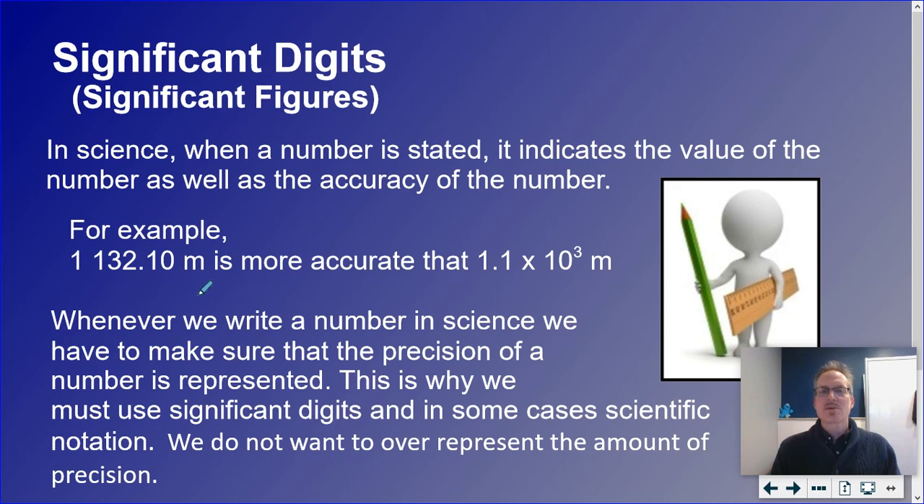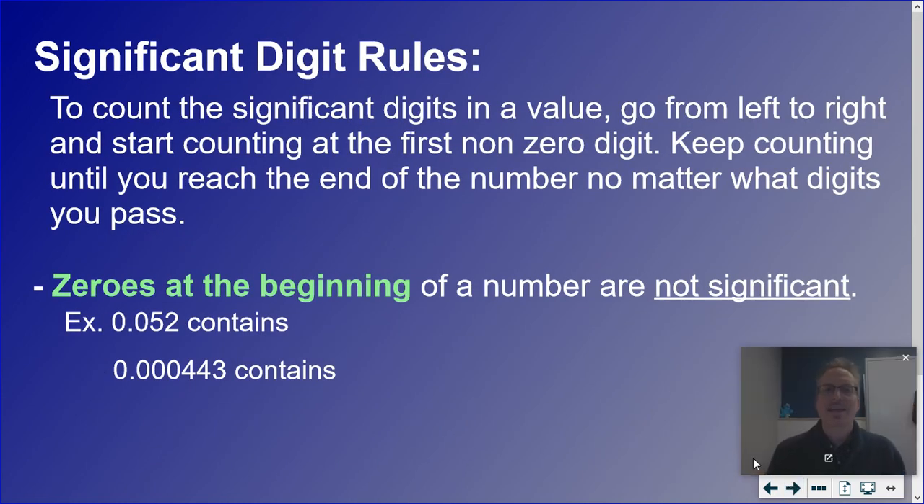When we record an answer, whether doing a calculation or in the lab, we have to make a point of being conscious of being accurate and precise based on the piece of equipment we are using. So let's take a look at an example here. When counting up significant digits, we have to count from left to right, and there are three rules to follow. Rule number one: zeros at the beginning of a number are not considered significant.